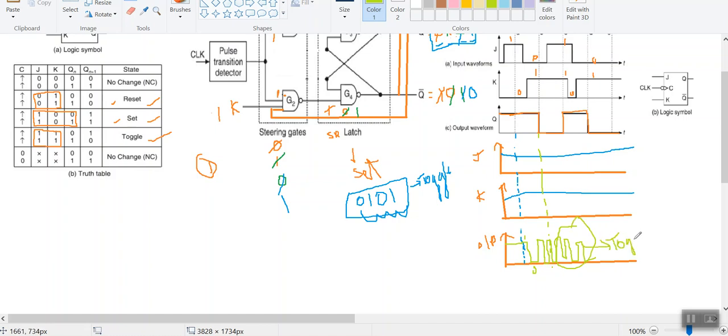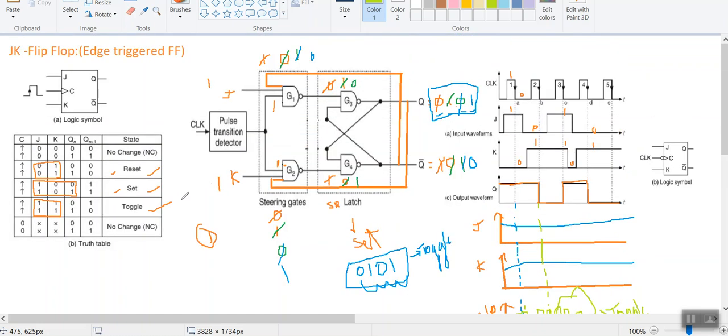So this is the concept here: toggle is occurring in the particular JK flip flop. This toggling can be eliminated by considering three points, which we'll discuss in the next video lecture. So this is the concept regarding the JK flip flop. Okay, thank you.